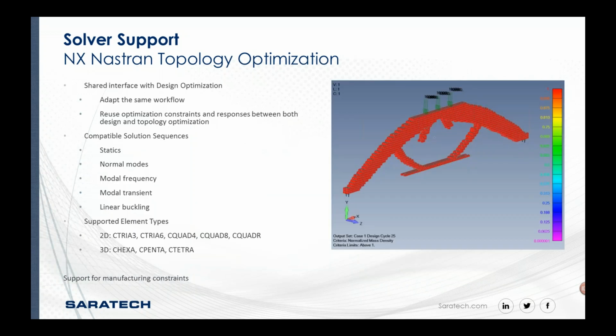So, like I just said, it has a shared interface with design optimization and adopts a very similar workflow. For topology optimization, we can only do solutions like statics, normal modes, frequency, transient, and buckling. And the element types that are supported right now are the 2D and 3D as shown below. We can also set up things for manufacturing constraints.